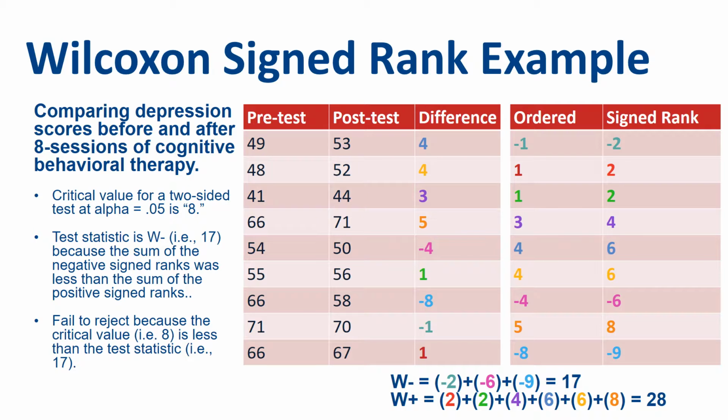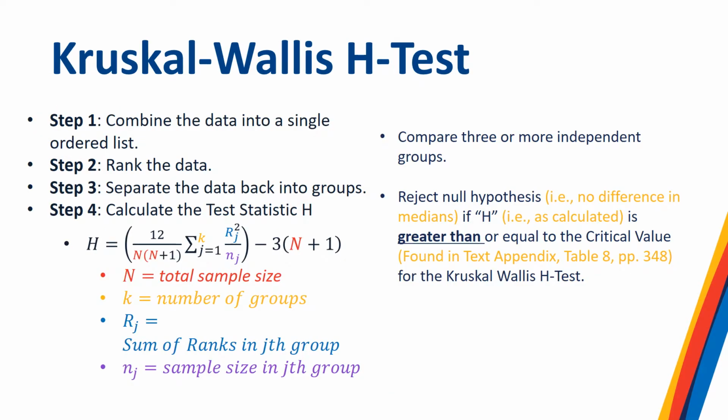And so the next one of these is the Kruskal-Wallis H-test, which is used to compare 3 or more groups, so getting a little bit more complex.